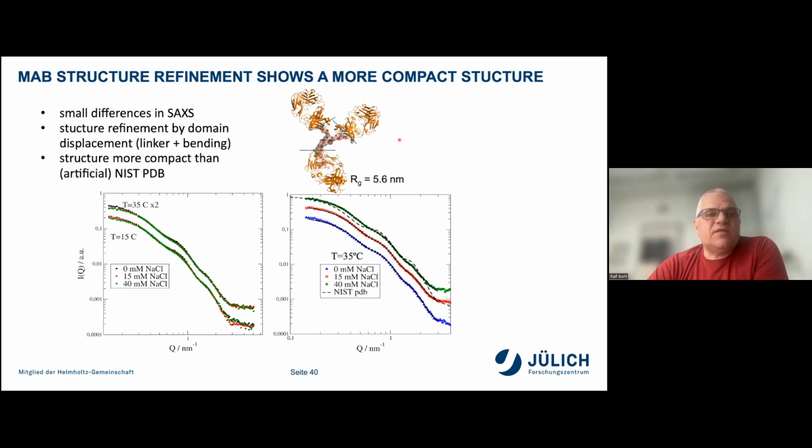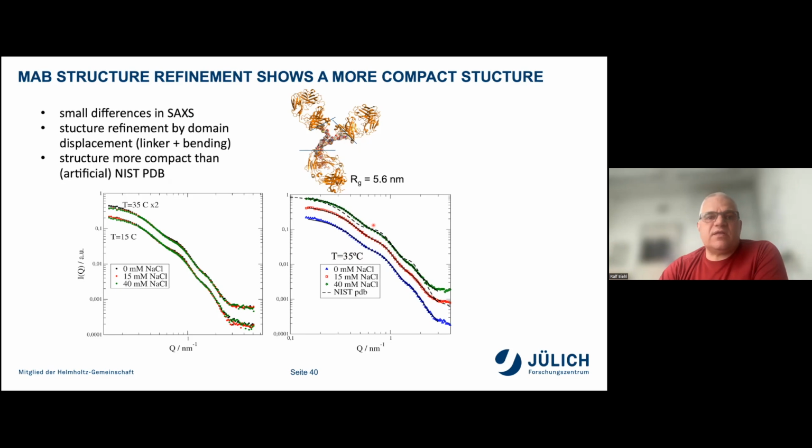The second thing that we can do is use the form factors. That is shown here at 35 degrees for the different structures. The structures are basically the same. There is no big difference visible at this point. We can see here the comparison to this NIST PDB structure. That is an artificial structure. The linker region here is an artificial combination, and we see this difference here.